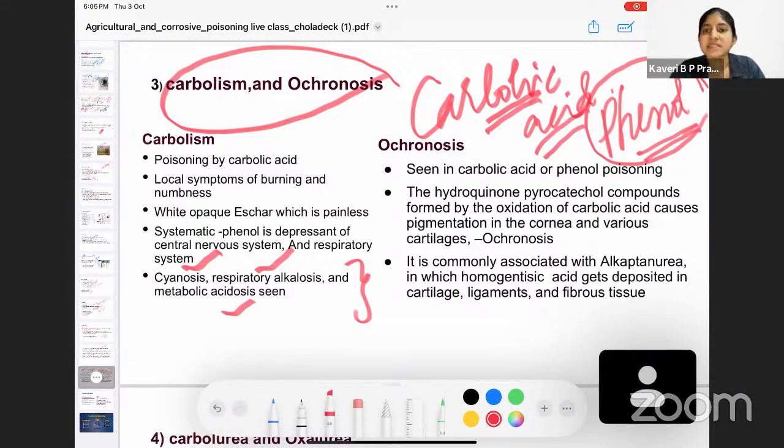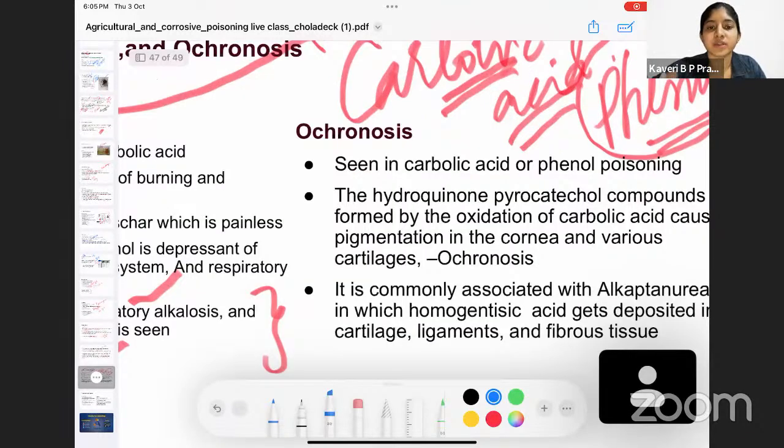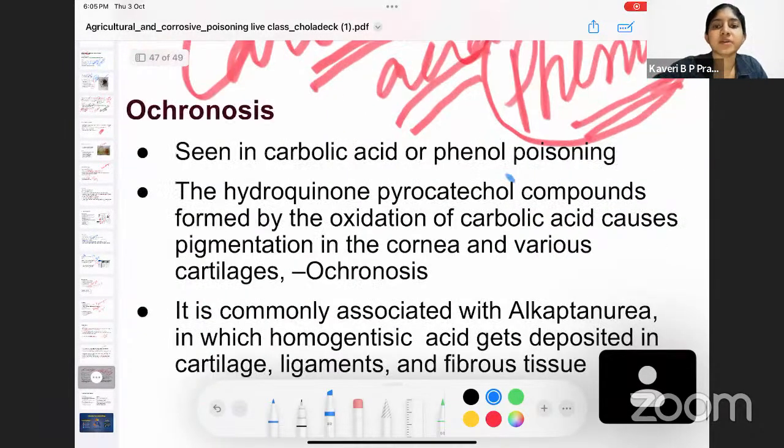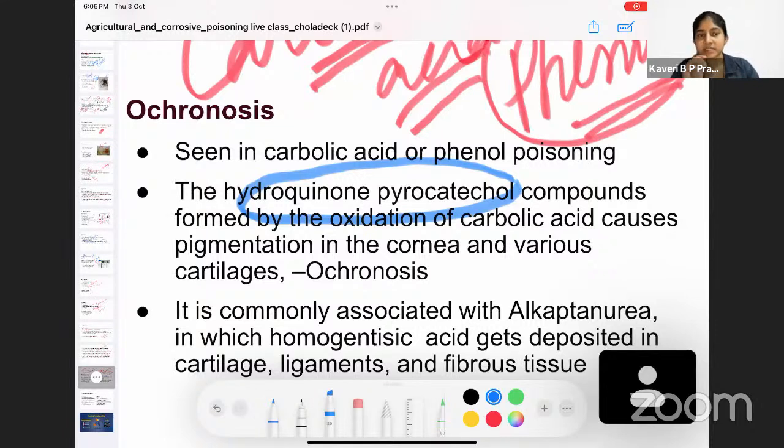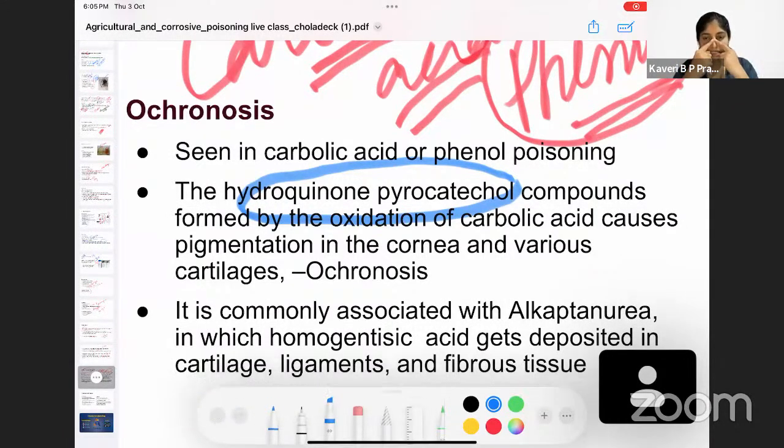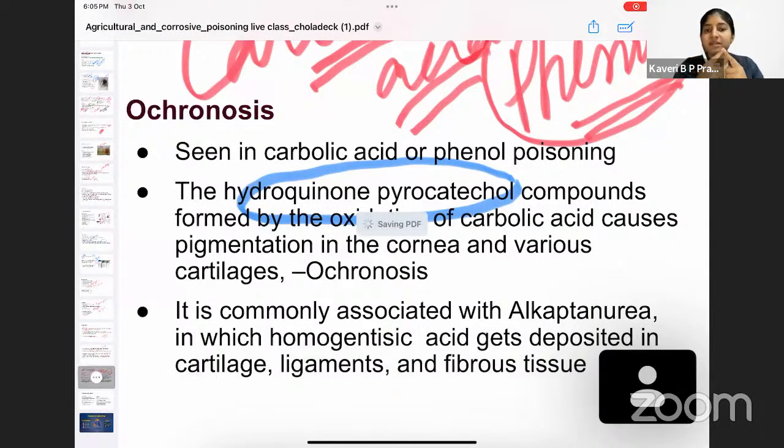Coming to ochronosis, that is also seen in carbolic acid or phenol poisoning. What happens here? There is a compound called hydroquinone pyrocatechol. This compound is formed by the oxidation of carbolic acid, and this causes pigmentation in the cornea and various cartilages. So when you see this person, the cornea is going to look a little blackish, and other cartilages like the nose cartilage are going to look a little blackish.